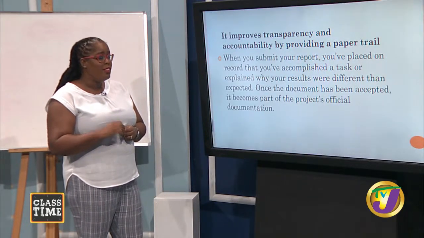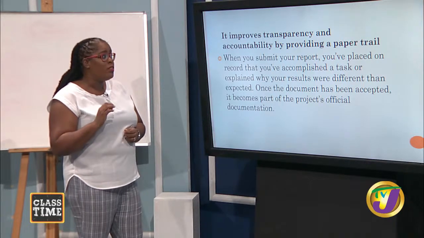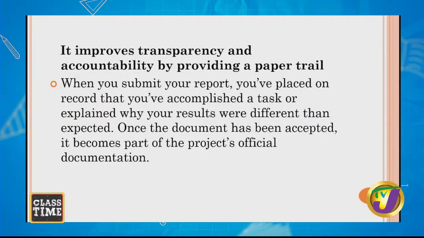It improves transparency and accountability by providing a paper trail. Now, we have been talking about paper trail for quite some time, right? The fact that you have it there so that you can know that it is done, the proof, right? So they said that the proof is in the pudding, right? So if you have the actual proof, you can go back and say, okay, yes, here it is, it was done. So a progress report will help you to have accountability, right? And creates transparency. Now, what do we mean by this?